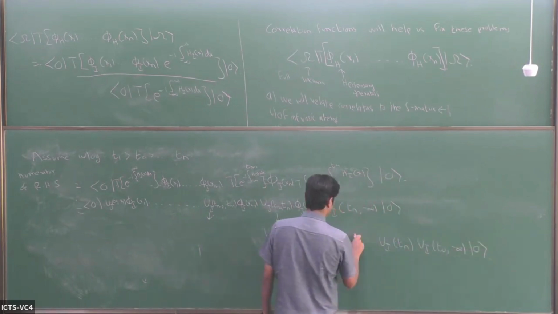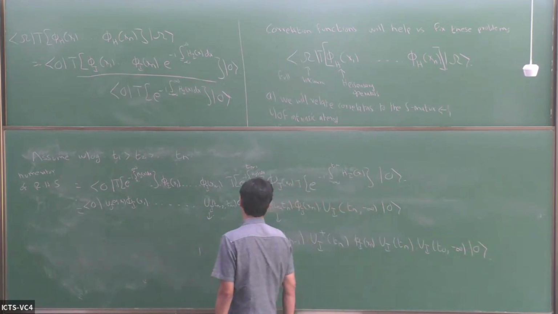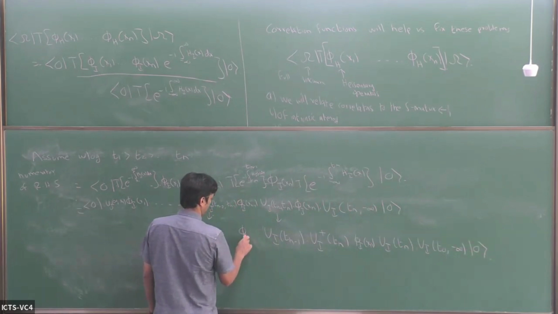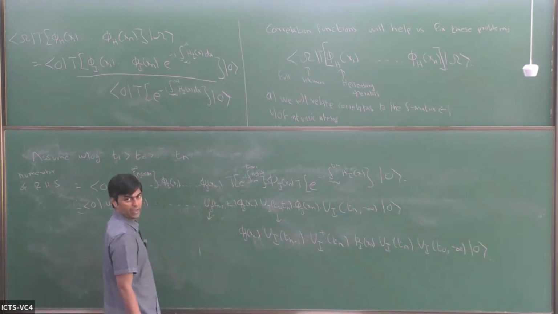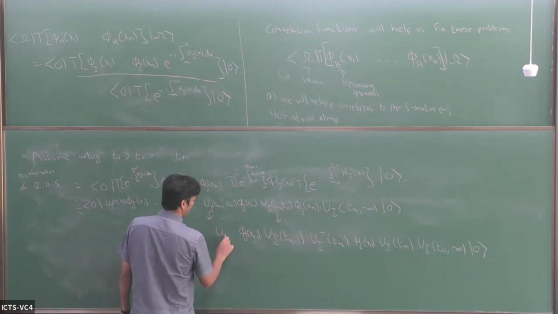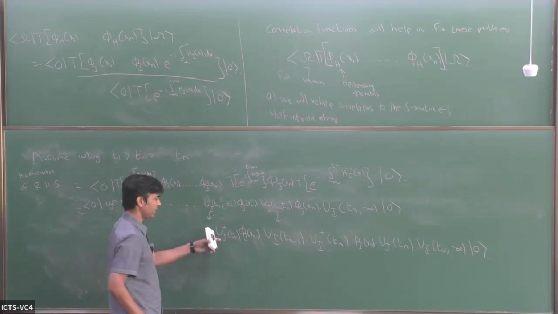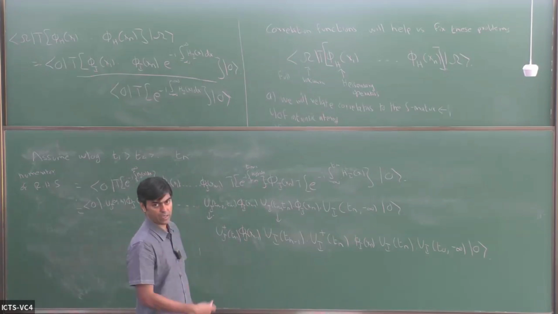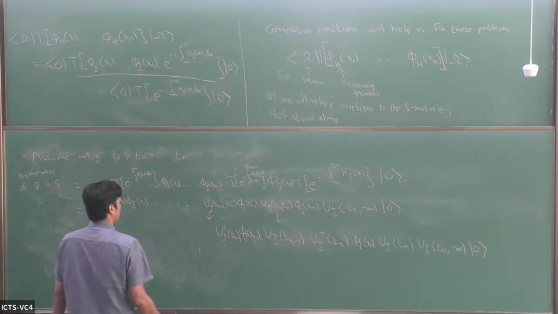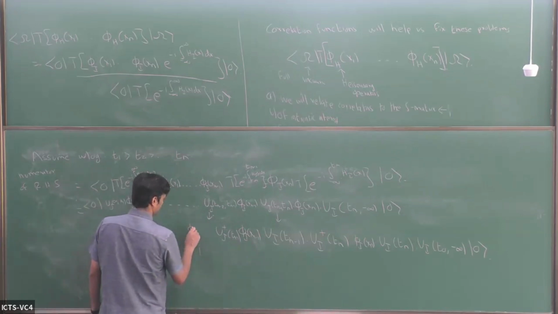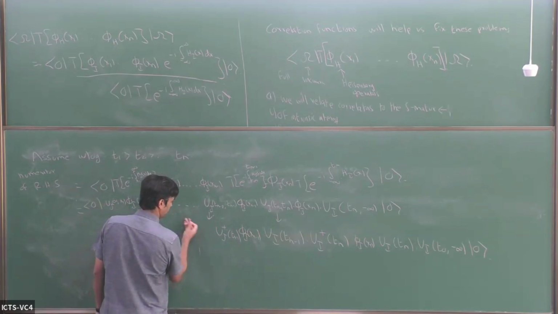So what we have here is phi I of xn, then we have ui of tn minus 1, and we have phi I of xn minus 1. The same thing I can do to this guy, so this becomes ui dagger of tn minus 1. Remember, by single coordinate, by single argument, I mean the other argument is understood to be t0. And then so on.